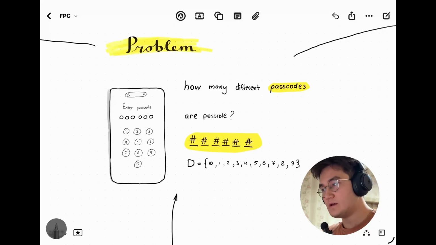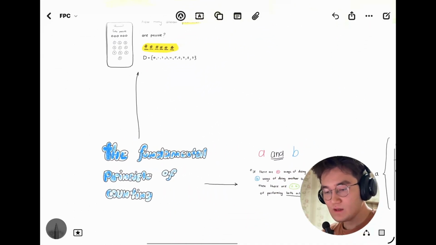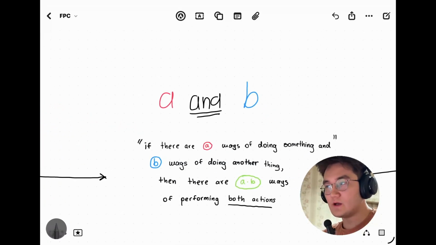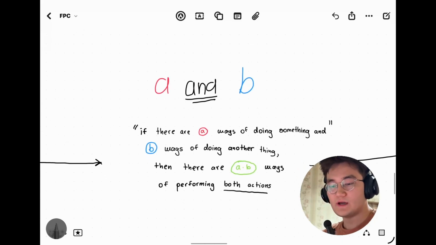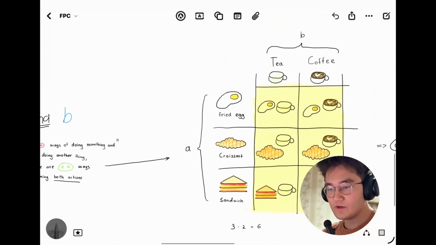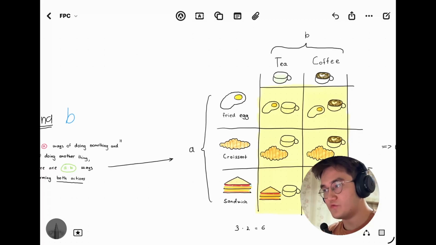Before giving you the solution, let me introduce you to a key idea of this principle. The fundamental principle of counting states that if there are A ways of doing something and B ways of doing another thing, then there are A multiplied by B ways of performing both actions. To make it clear, I made this. It's a geometric interpretation of the same principle.